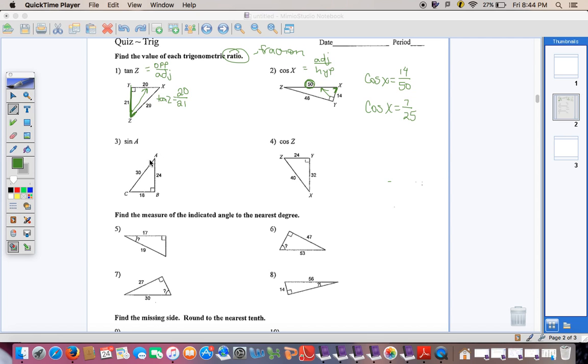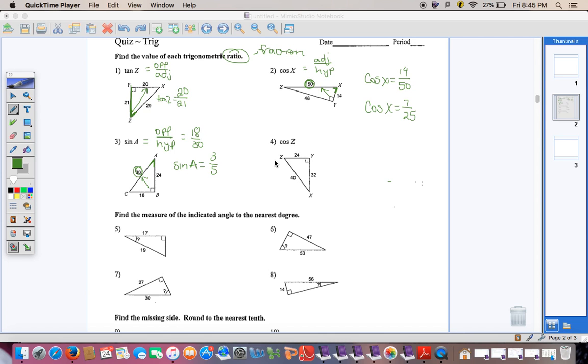Okay, sine of A. This is our angle, and we know sine means the opposite leg over the hypotenuse. The hypotenuse is directly across from our 90-degree angle, which is 30. The opposite side is the side that's not touching A. Opposite of A is 18. Now 18/30ths can be reduced. You would reduce that and say that sine of A is equal to 3/5.